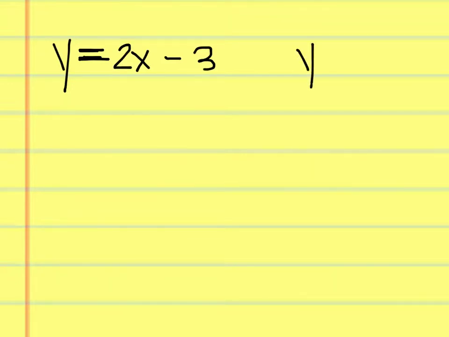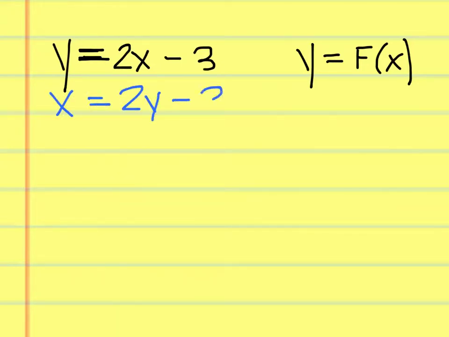We want to find the inverse of y equals 2x minus 3. That is an equal sign, not a z. And anytime you have y, it means the same thing as f of x. So you could easily write f of x equals 2x minus 3. But to find the inverse, you have to do this. Switch the x and the y. Trade places. And then go through and solve for the y.